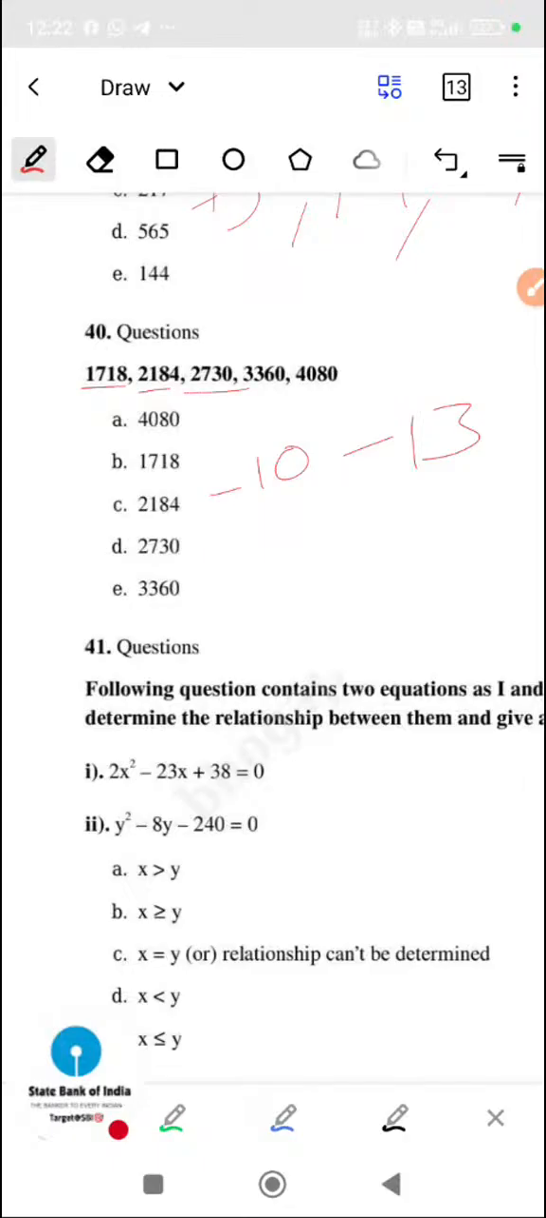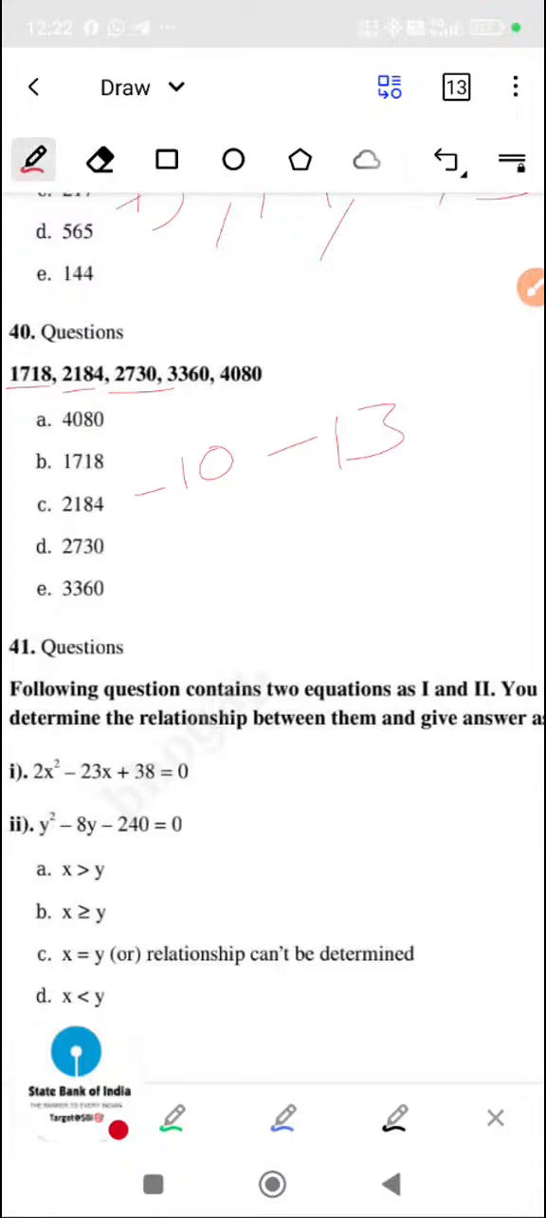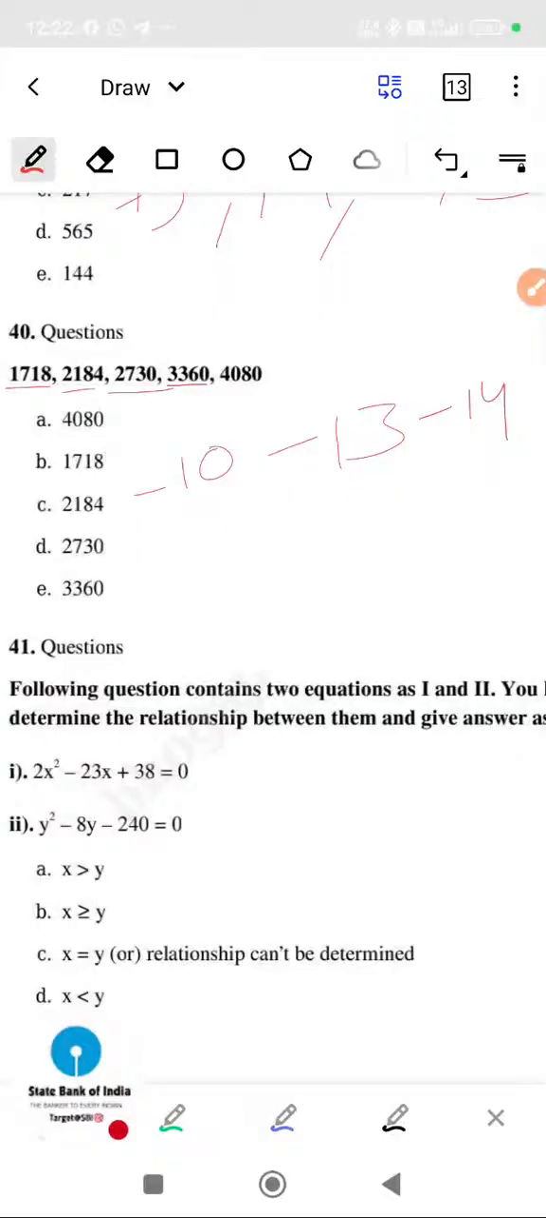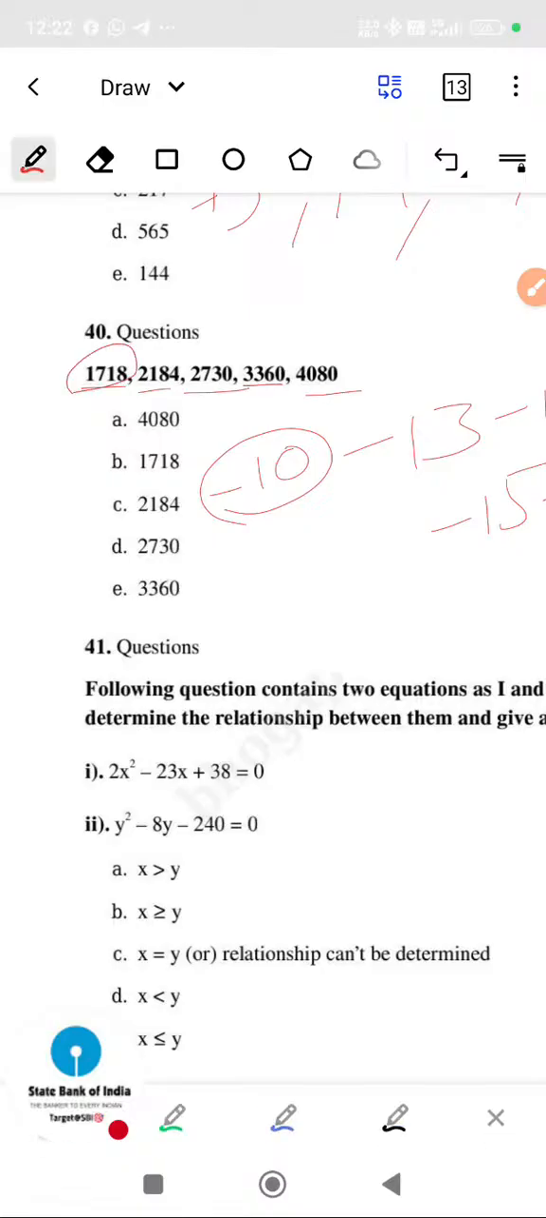Here this will be 2744 minus 14. So minus 14 for this one. 14 cube minus 14. Next, this is nothing but next to 3375 minus 15, and this is 4096 minus 16. So in this sequence this is not in sequence. So the first one, which is 1718, is our wrong number. So option B is the answer.